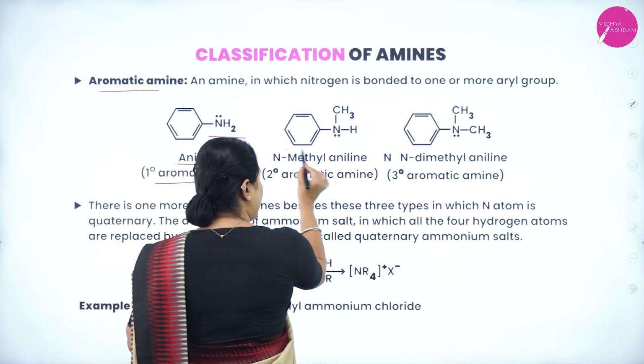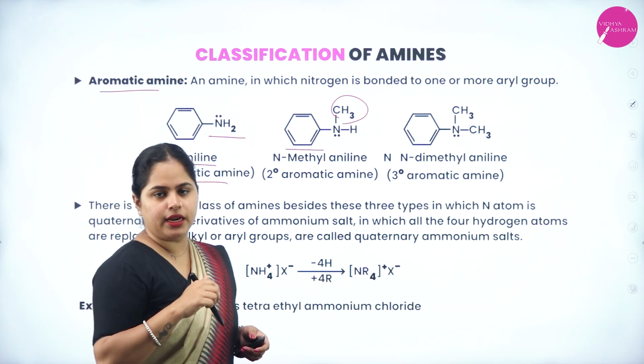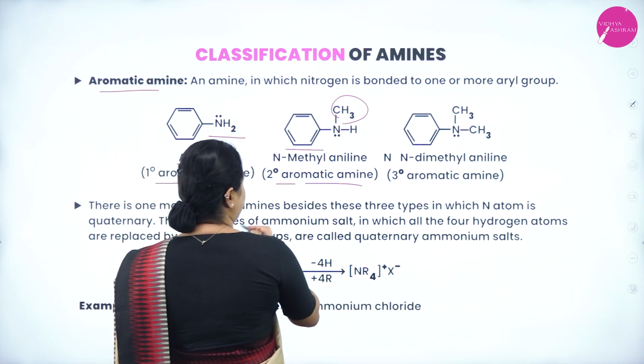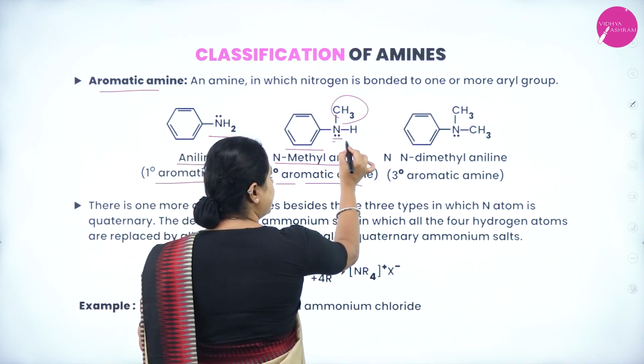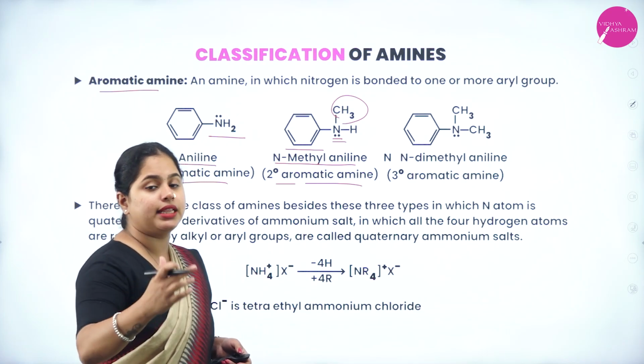Now you have an aryl group and you have a methyl group. Two hydrogen atoms are being replaced. So this is a secondary amine, right? So this is a secondary aromatic amine. It is called N-methyl aniline. Why N-methyl? On the nitrogen atom, the methyl group is present. That is why it is called N-methyl aniline.